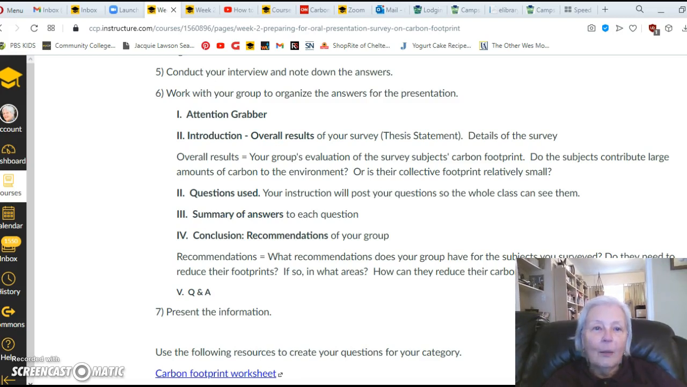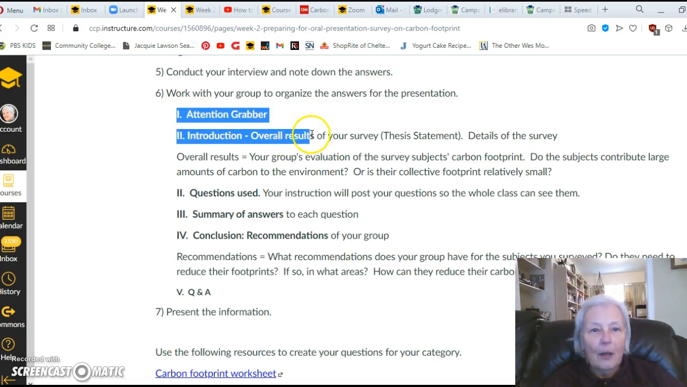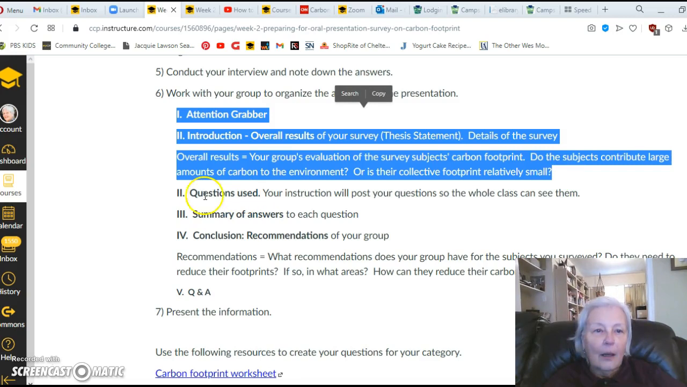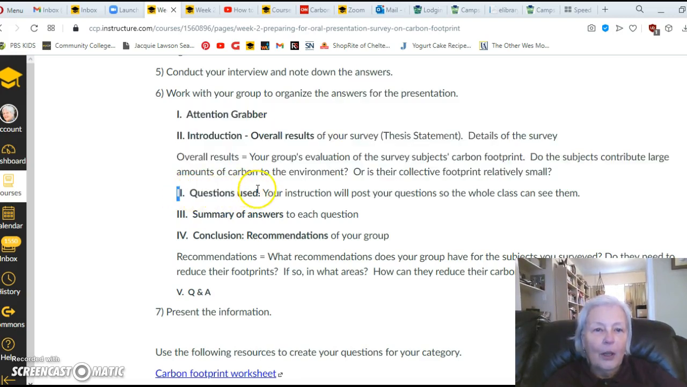Okay. So here's the outline that we talked about already. If you have a group with 4 people in it, perhaps one person can do these 2 parts here. And another person could share with the entire class the questions that you used. But by the way, I will probably put them all together and put them at the end of your discussion board. You can share your screen and show the questions to the class.